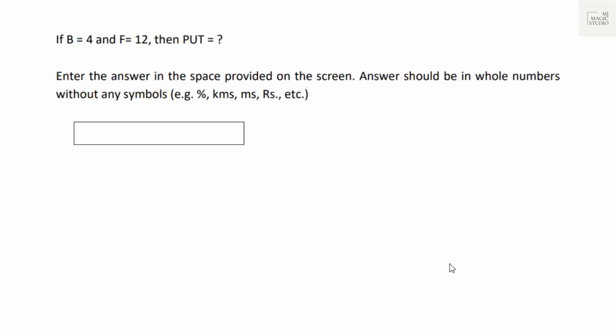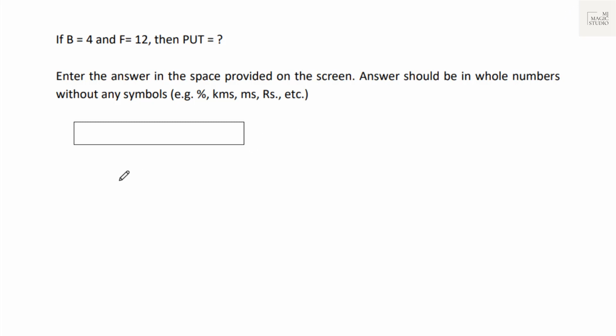This is how you will see a theta-based question on your screen. A question is given, a box is given, enter the answer in the space provided. Answer should be in whole numbers without any symbols. So let's put in the value for PUT.